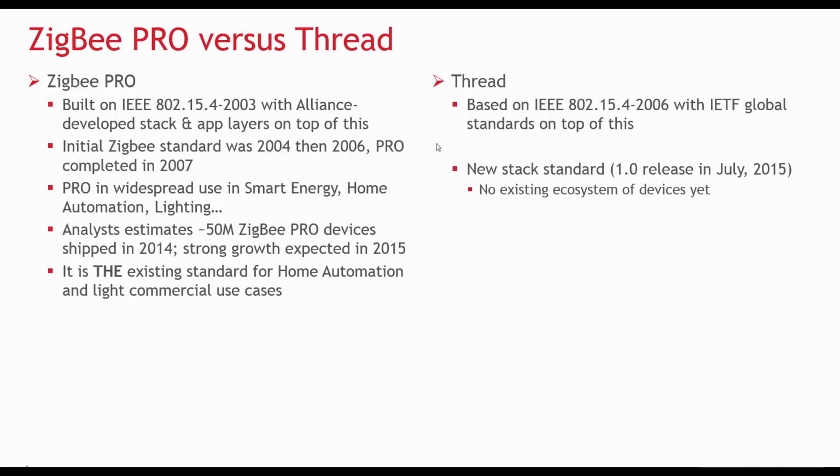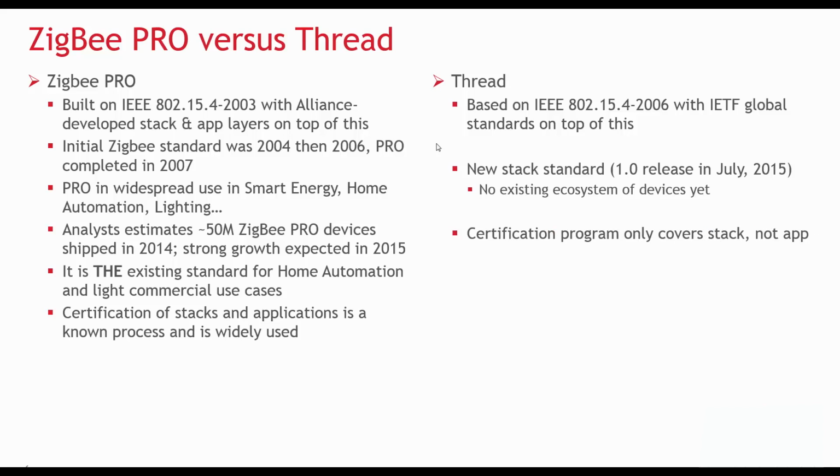In ZigBee Pro, Stack certification and ZigBee End Product certification are well-established processes supported by multiple test houses and have been demonstrated across several stacks and hundreds of end products. Thread's UL-based stack certification program is only just available with the release of Thread 1.0, and of course it won't cover the application layer, so end-to-end product interoperability can't be assured through this testing alone.